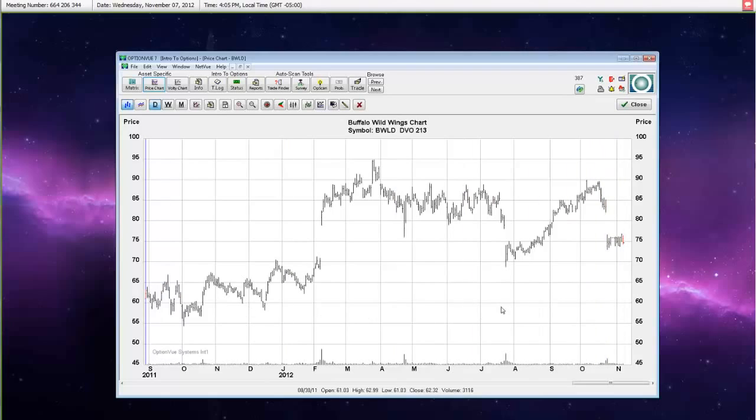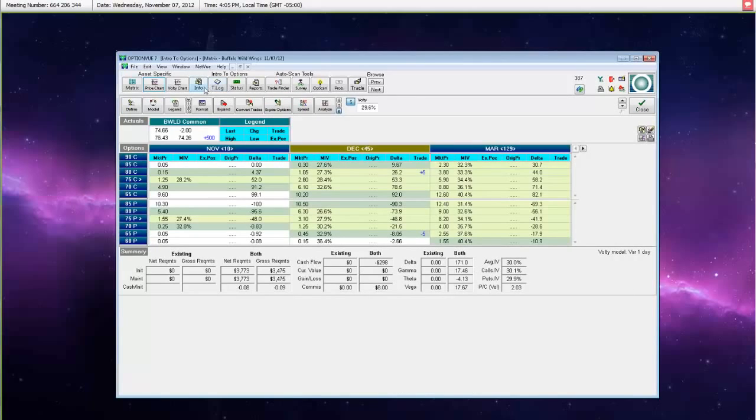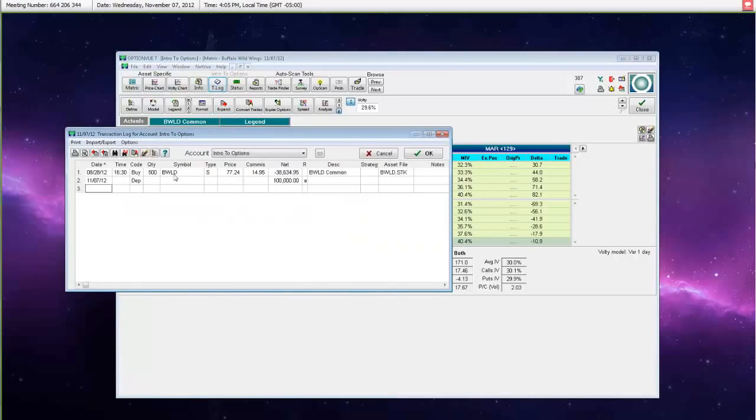Let me get rid of that. Right here. Now, let's take a hypothetical example and say that right in through here, you decided to buy Buffalo Wild Wings because you thought it was going up, probably on that day right there. So I went back into that time frame, and I bought 500 shares hypothetically, and I did it on August 28th.